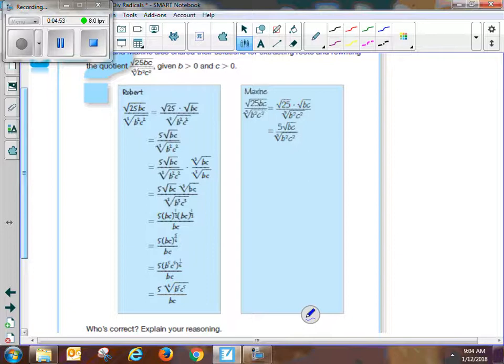Do you know the cube root of b cubed c cubed? bc. Okay, so you see how they cleaned up the denominator first? That was their goal, to get a nice clean bc. That way they don't have to worry about that anymore. Now, up on top, they have this.